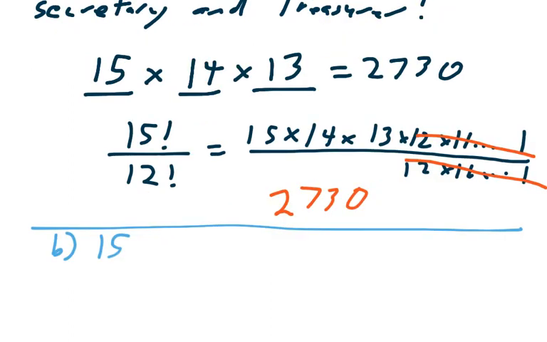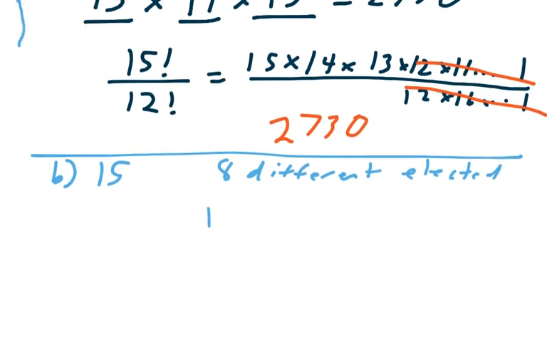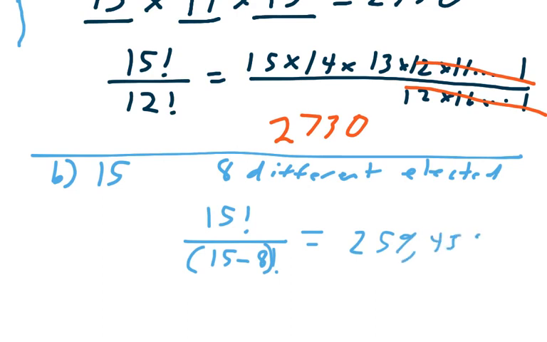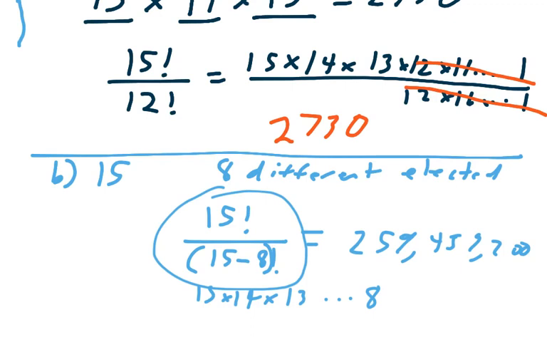So let's say we have the same 15 people, and we are going to have 8 different elected positions. So maybe we have a vice president, a prom committee chairman, and so on. So what we would do is take 15 factorial and divide it by 15 minus 8 factorial. And this number is a lot bigger, and you still could have done it the same way as 15 times 14 times 13 until you got all the way down to 8. But this way would have been much faster in your calculator.